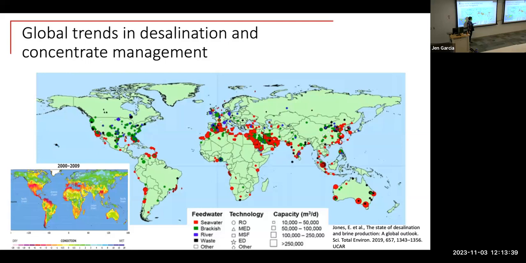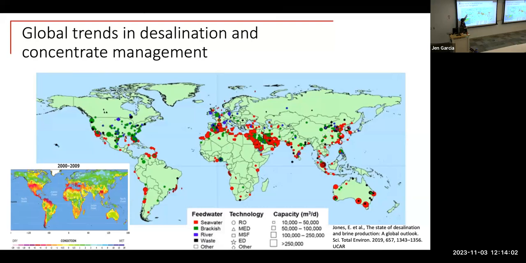So seawater, I'm sure you're very familiar with seawater, even brackish water. So there's a lot of brackish water aquifers. So this is water that has a good amount of salinity in it, but not to a level that we just can't consume it. And then also wastewater, so reclaimed water. So that's the big water reuse part that I'm talking about.